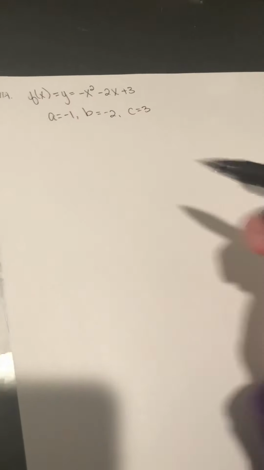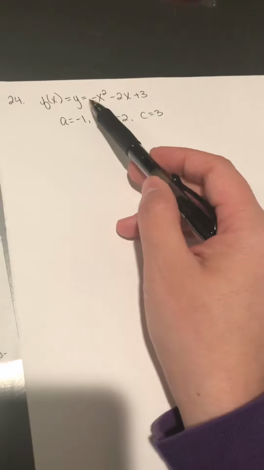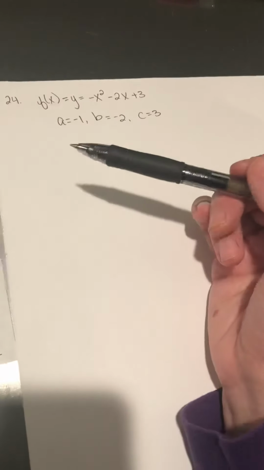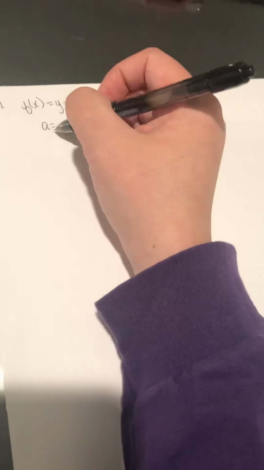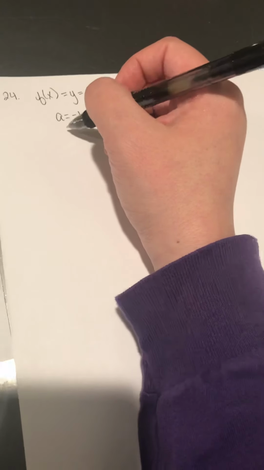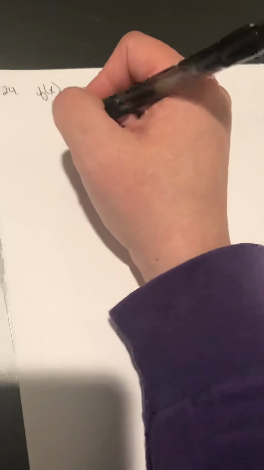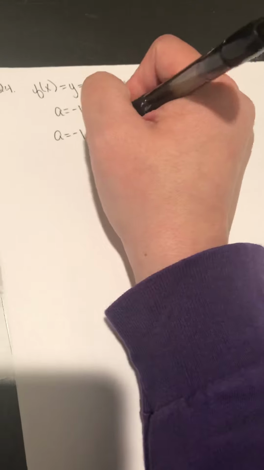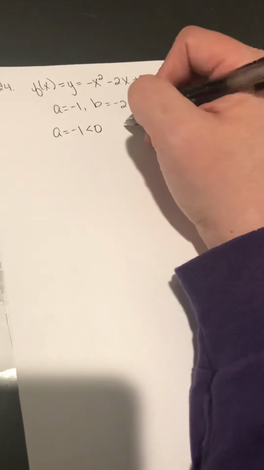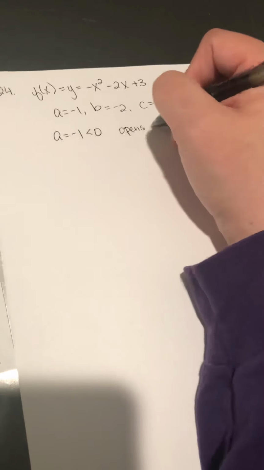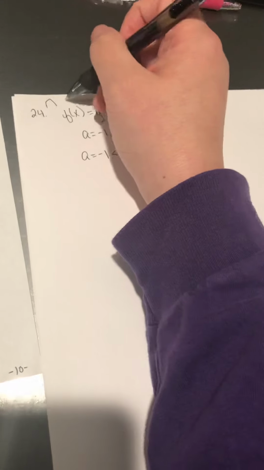Okay, and you have f of x or y equals, so f of x is just the function notation. So the first thing you can decide is if it opens up or down. So you look at A. If my A is less than 0, in this case it is, it's negative, that means the parabola opens down. So this one's going to go this way. If A was greater than 0, it would go this way. It would open up.